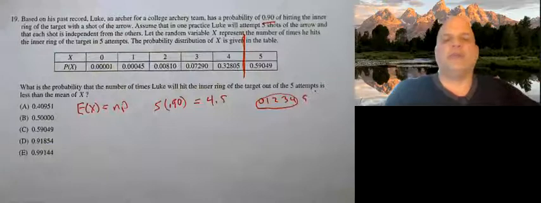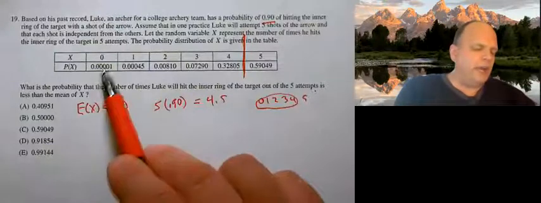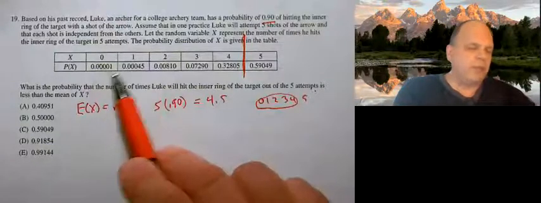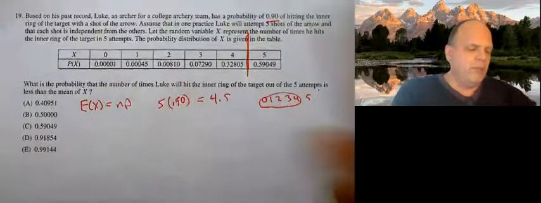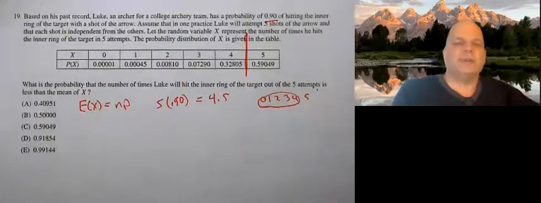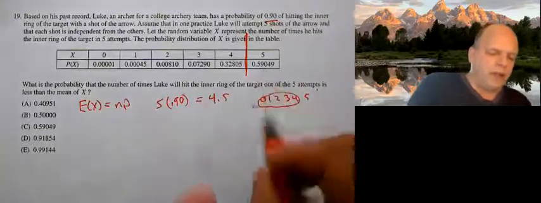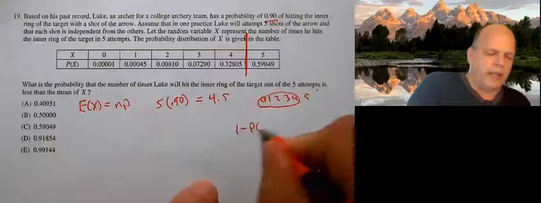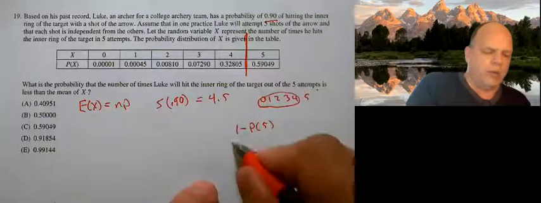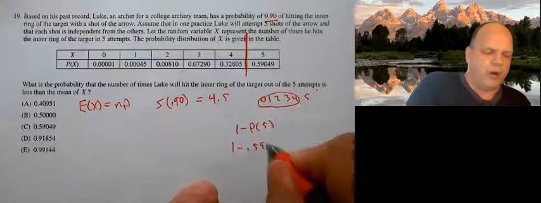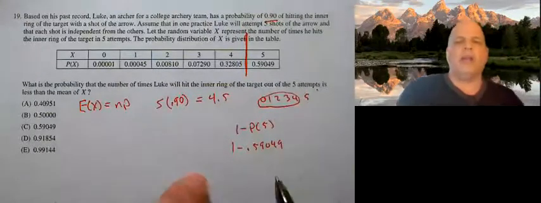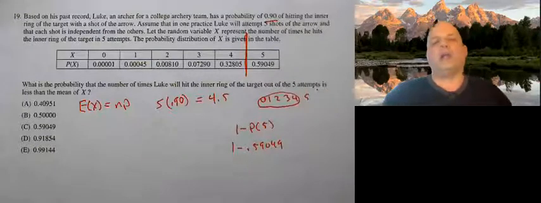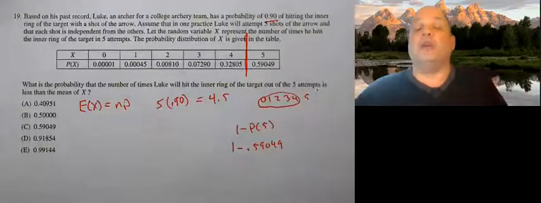And there's actually several different ways to go. I can add up all these probabilities, and that will get me to the correct answer. I can do 1 minus the probability that I hit it all 5 times. So 1 minus 0.59049, and that'll work. Or I can recognize this as a binomial, which it is.